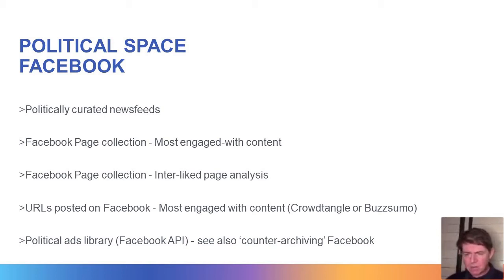But this type of content analysis or engagement analysis, let's say, is for web URLs on Facebook. So how well do particular web URLs do, rather than Facebook posts. That's very different, but also could be interesting. And finally, Facebook does have an API, a political ads archive API, which one can also look at and do some work with.